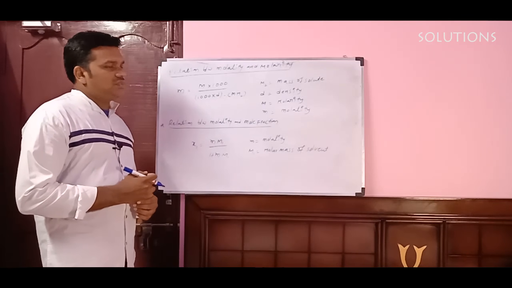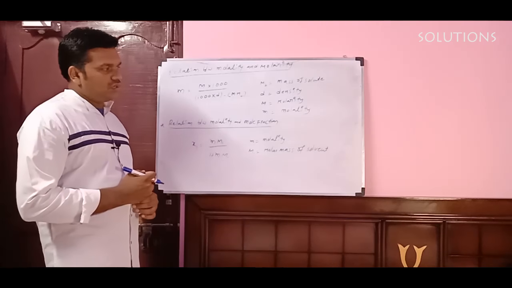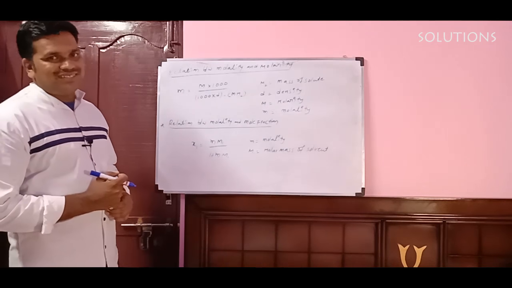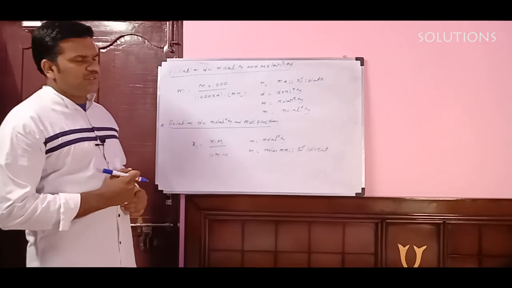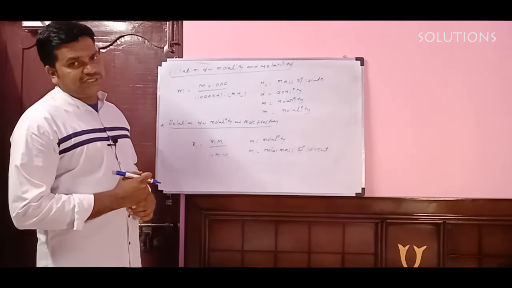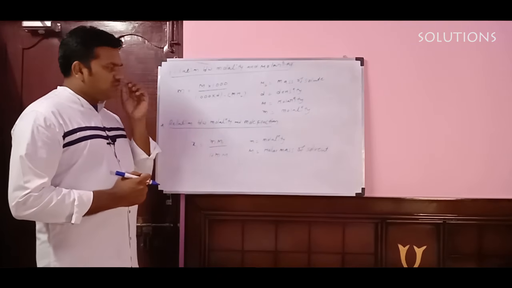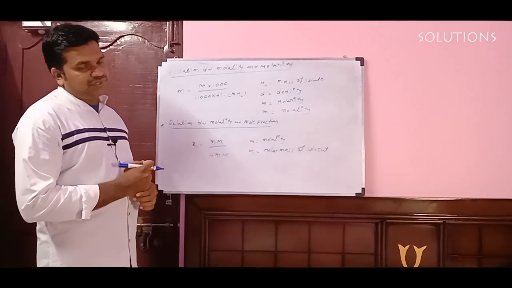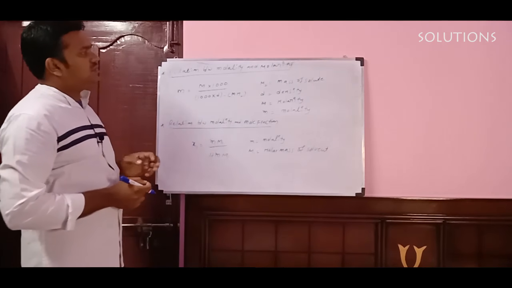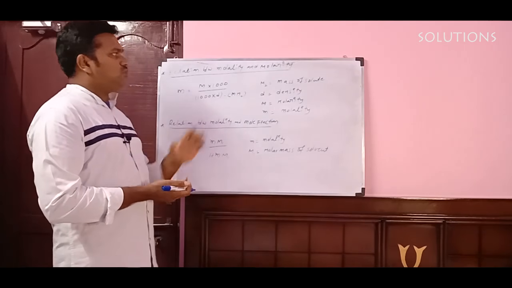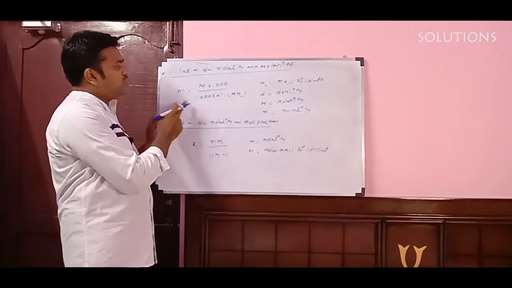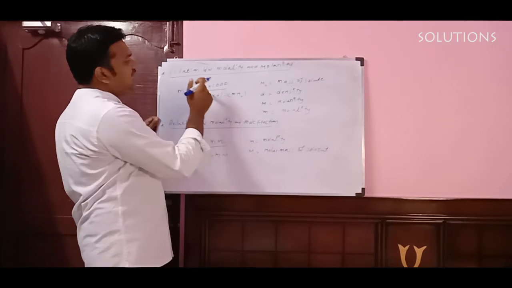The third session of the solutions. In the previous class we already discussed some of the concentration terms. Along with that, we can see some relations between molarity, molality and mole fraction. Maybe these formulas we can use for objective purposes. Let us see the first relation here: the relation between molality and molarity. Molality is denoted by small m and molarity by capital M.